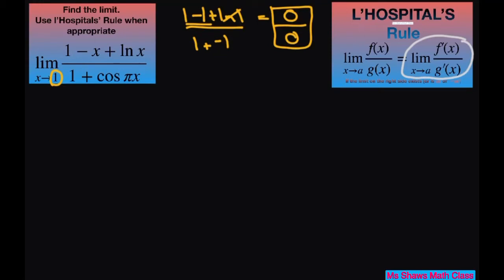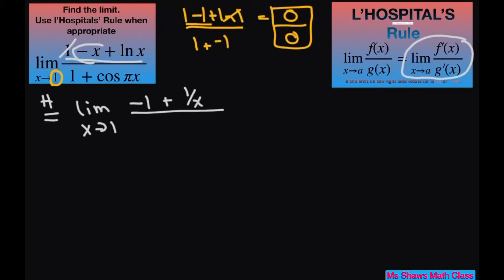All right, so here we go. What we're going to do is differentiate the numerator and the denominator by applying L'Hopital's rule. So we have equals the limit as x approaches 1. Now we're going to differentiate the numerator. The derivative of 1 is just 0, the derivative of negative x is negative 1, and the derivative of ln of x is 1 divided by x.